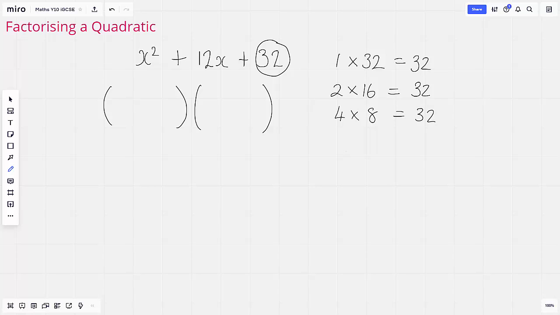But we'll now just consider how we can use these numbers in combination to give us the number 12 here, the middle number. Well, it wouldn't take much investigation to realize that we were not going to be able to do it 1 and 32 or with 2 and 16. But 4 plus 8 will give us 12. So it looks like it's going to be x in here and x with a plus 4 and a plus 8. 4 times 8 is 32, and then 4x plus 8x will give me the 12x. So this looks like our solution.